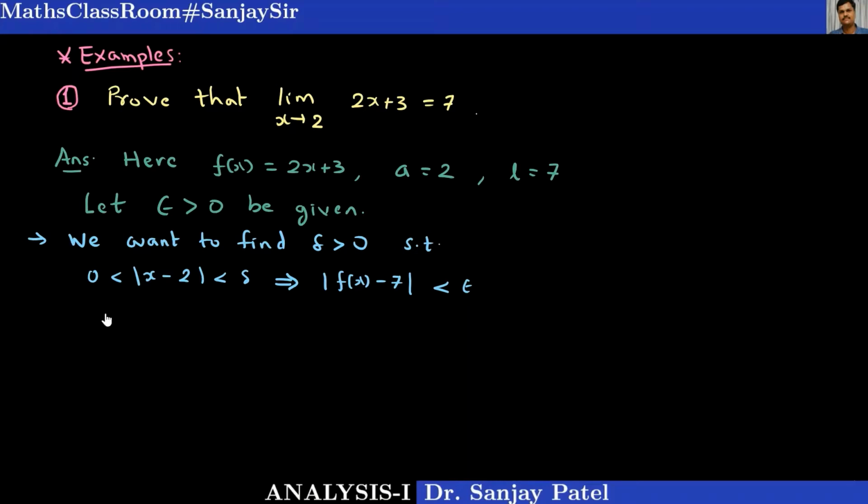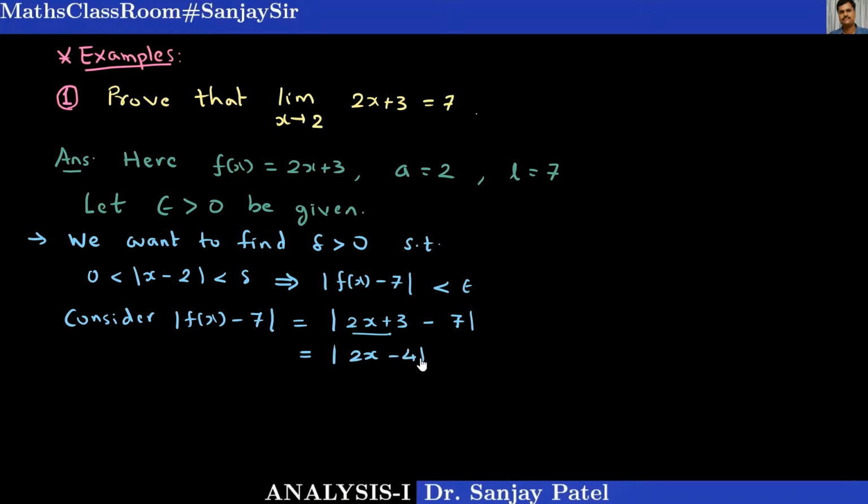So let us consider |f(x) - 7|, that is |f(x) - L|. You know what f(x) is? Here f(x) is the function 2x + 3, and minus 7. Okay, 2x + 3 - 7. If you simplify this, we get 2x - 4.